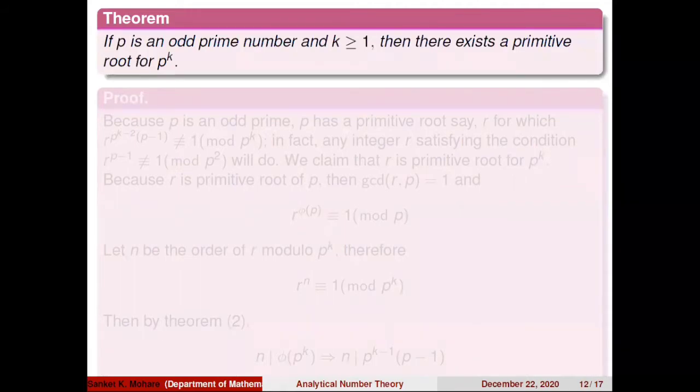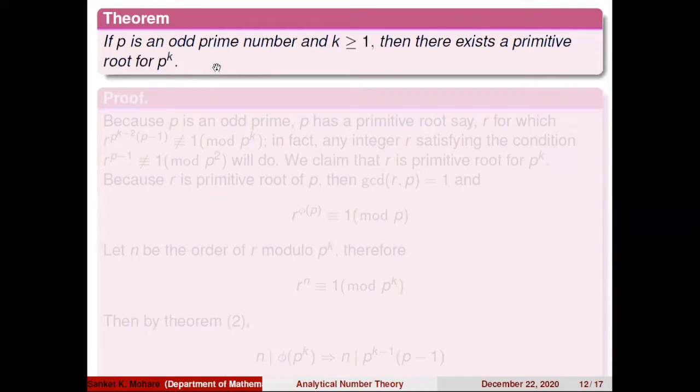If p is an odd prime number and k is greater than or equal to 1, then there exists a primitive root for p to the power k. Given p is an odd prime, and what we have to prove? We have to prove p to the power k, where k is greater than or equal to 1, has a primitive root. Suppose r is a primitive root of p to the power k, it means we have to prove GCD of r with p to the power k is 1 and r to the power phi of p^k is congruent to 1 modulo p^k. These two conditions we have to find out. If we find these two conditions with some integer r, then we prove the theorem.